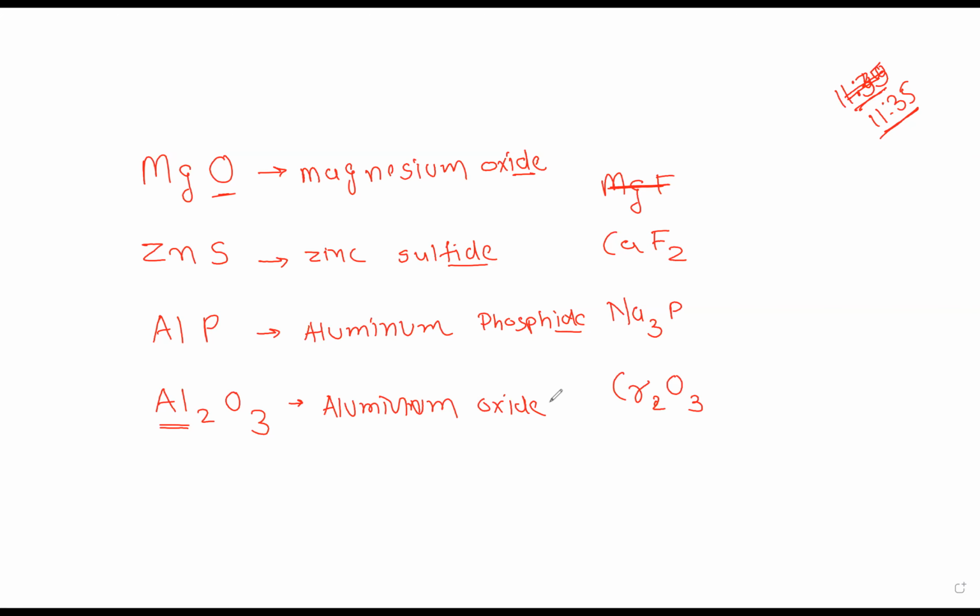Al, we're going to call it aluminum. Oxygen is just one element. It does not have any other element together as an anion. That's why we are just going to call it an oxide. Yeah, very good. Anybody has any question?